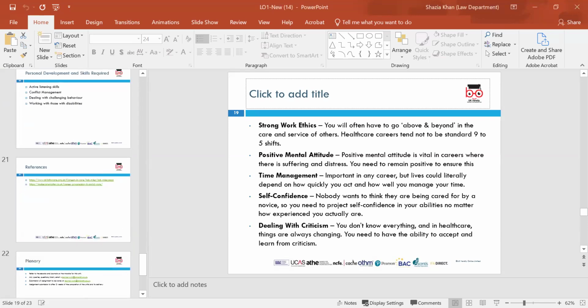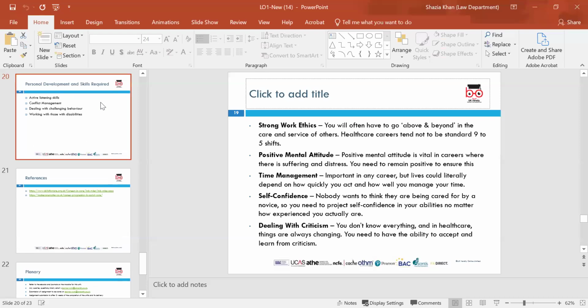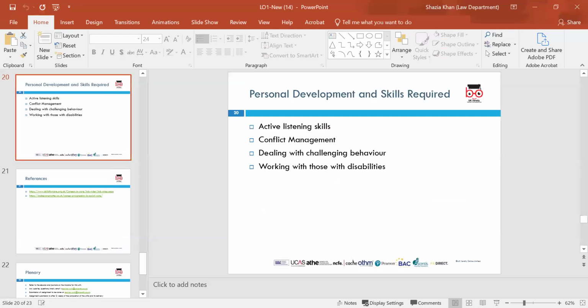Okay, so we've got personal development and skills required, and I think this is really important. You need personal development skills to help you become better, but you need skills like, the first one on there is active listening skills, and that's really, really important. Why is it so important to have active listening skills? When you have active listening skills, it will make you achieve a good result.